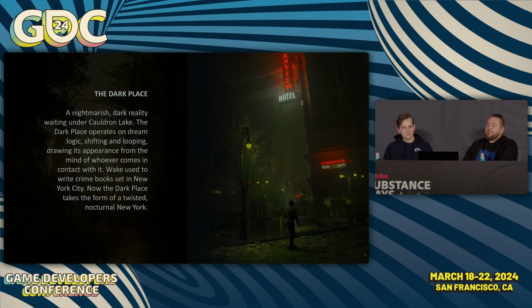And as Alan, you explore the nightmare's Dark Place, under the Cauldron Lake. The Dark Place is a terrifying alternate reality that can be shaped by Alan's words and writing. As Wake used to write crime books set in New York, the Dark Place now takes the form of a twisted and nocturnal New York. And our lead environment artist, Nazar Urbana, will be talking more about the development and environment art of the Dark Place this Friday here at GDC as well, so I recommend checking that out if you're interested.